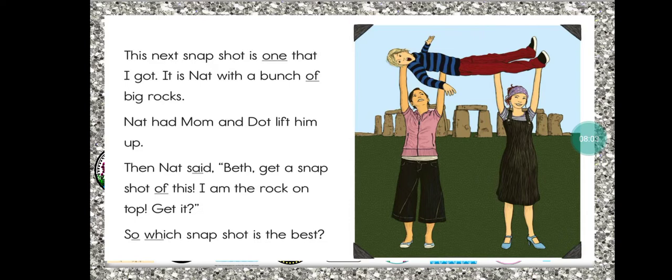Now, if you take a look at the picture, I think Nat's mom and Beth's mom are trying to mimic the rock. If you take a look at the rock behind the picture, you will see that there are two rocks standing and the other rock is lying on top of the other two rocks. I think that's what they are trying to show with this snapshot. Nat said he is the rock on top, while Nat's mom and Beth's mom represent the two other rocks that are standing. Okay, hope you get it.